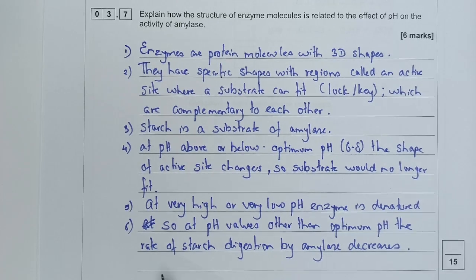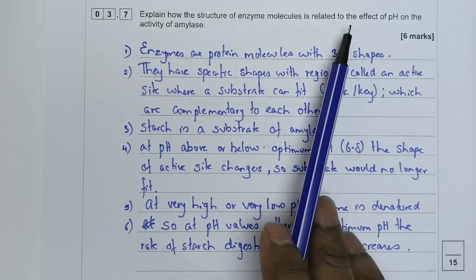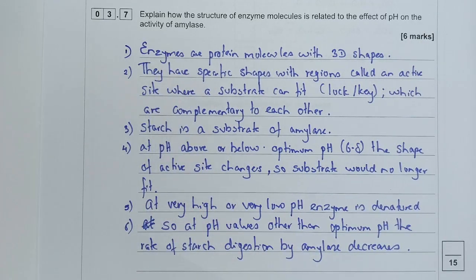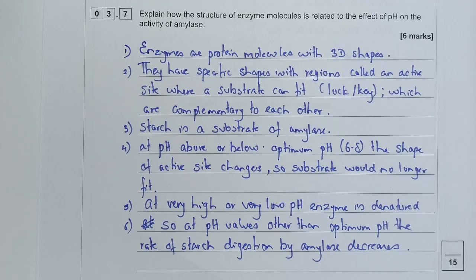Now the 6th point is very important because it addresses this last point. How is the pH going to affect the activity of the enzyme? So all of these points are slowly building up to what I'm saying in this very last point. If the pH value changes from the optimum pH, then the amylase activity or the rate of reaction actually decreases.